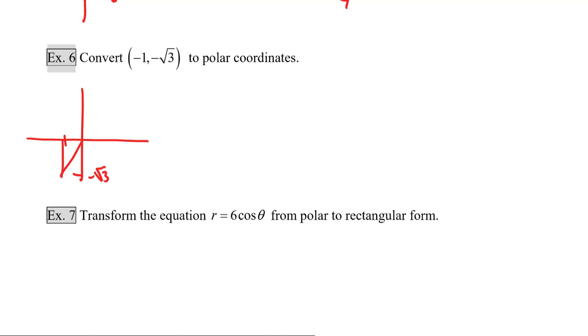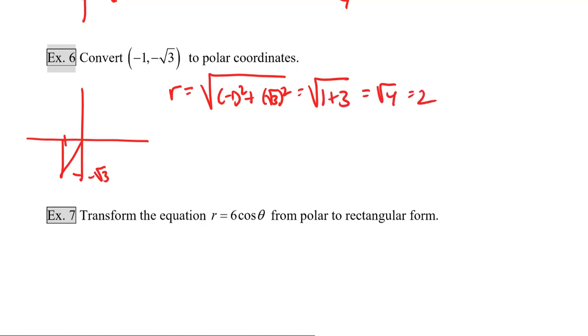So here is my terminal side. My r is going to be the square root of negative 1 squared plus the square root of 3 squared, which is the square root of 1 plus 3, or the square root of 4, which is equal to 2. My angle, though, is in quadrant 3.